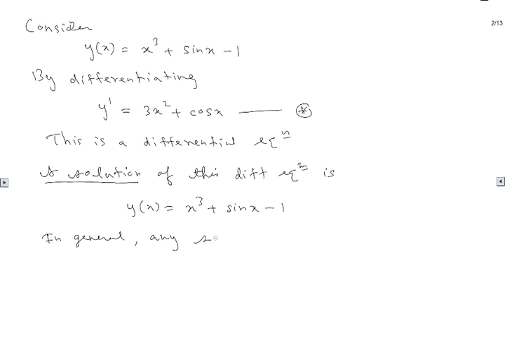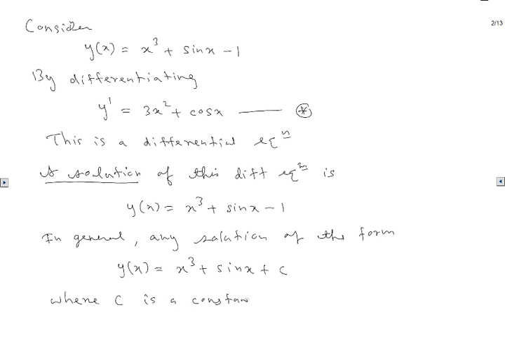in general, any solution of the form y(x) equal x^3 plus sin x plus c, where c is a constant, is a solution to the star equation. So this is something we need to understand.